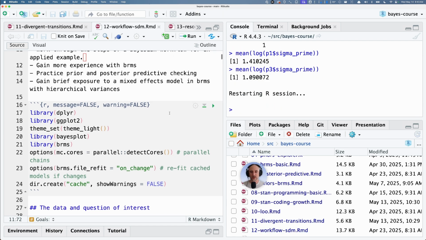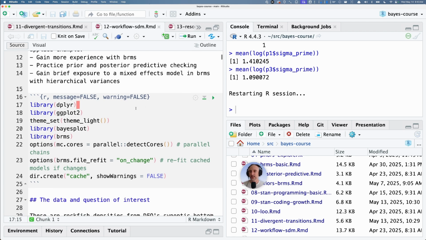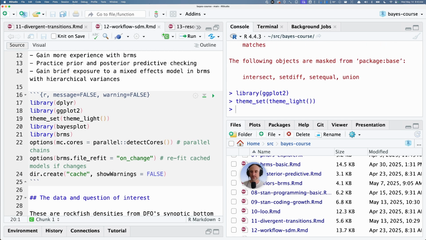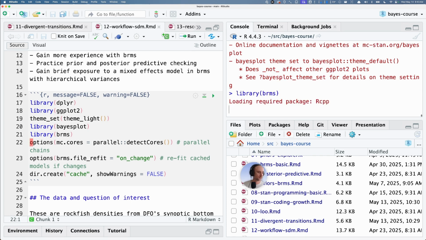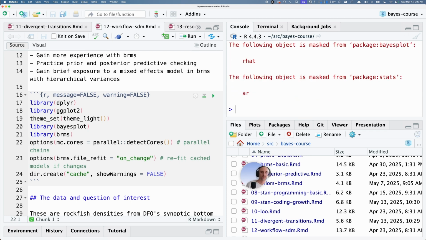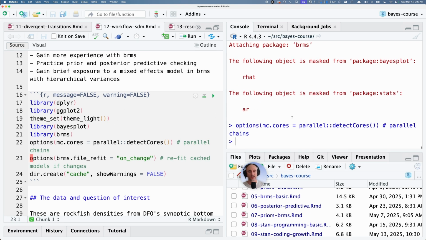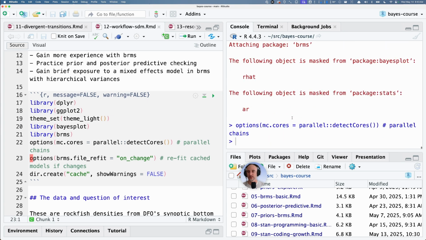All right, I just restarted my R session. Control-Shift-0, Command-Shift-0 on a Mac. So I'm going to load some libraries. We're going to use brms. We're going to set up parallel cores by setting the mc.cores option. As a reminder, if you ever forget that, like I always do, as soon as you load rstan, you would get that.